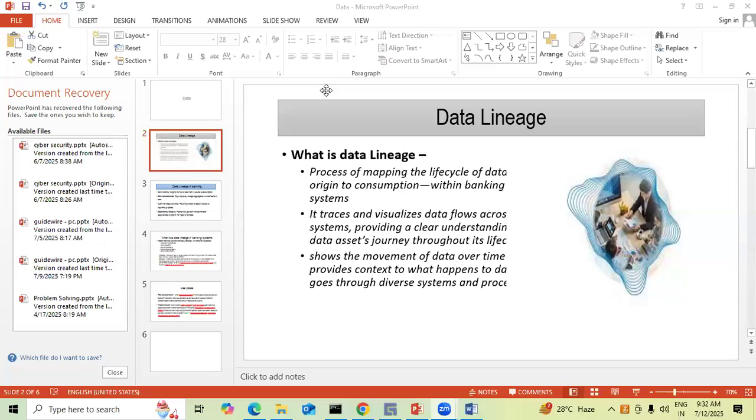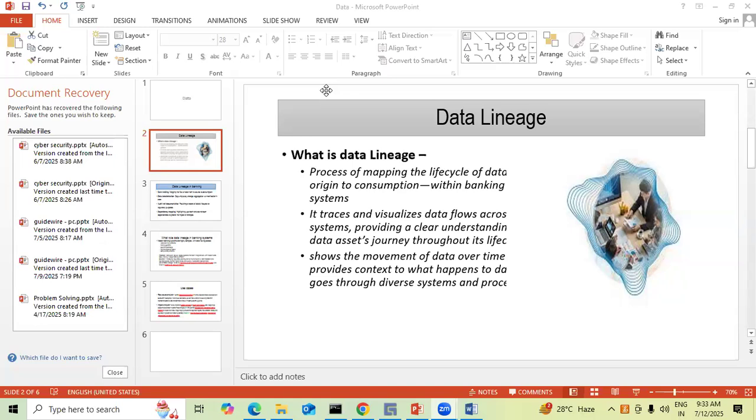Either it can be data origin or consumption, all within the banking systems, irrespective of the systems that we use. It can be a core banking application, online banking, or an internal banking system. It can be CRM or ERP systems, all that. So one of the key important factors that we need to use, especially on the banking side, is called data lineage. Data lineage is a process of mapping the life cycle of data.